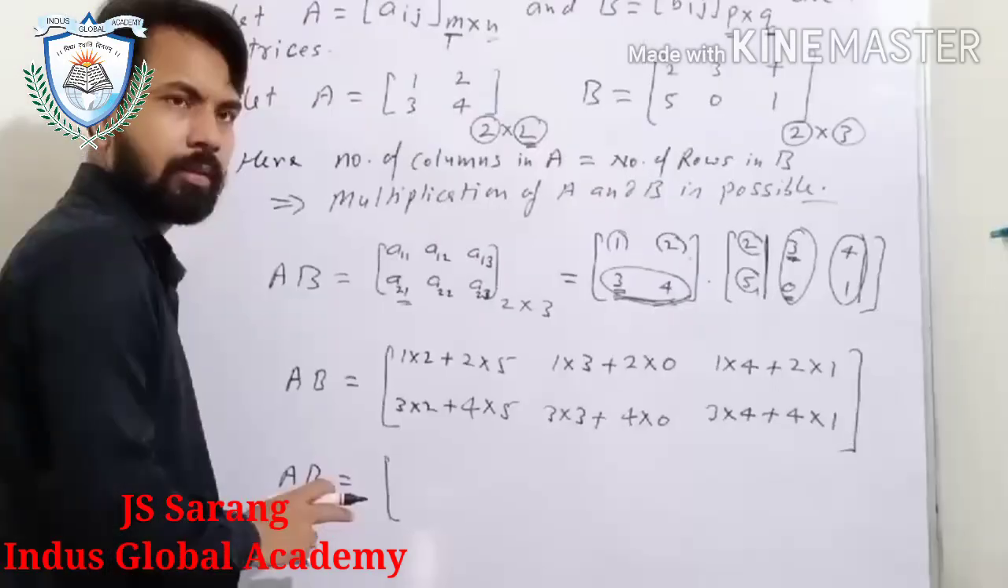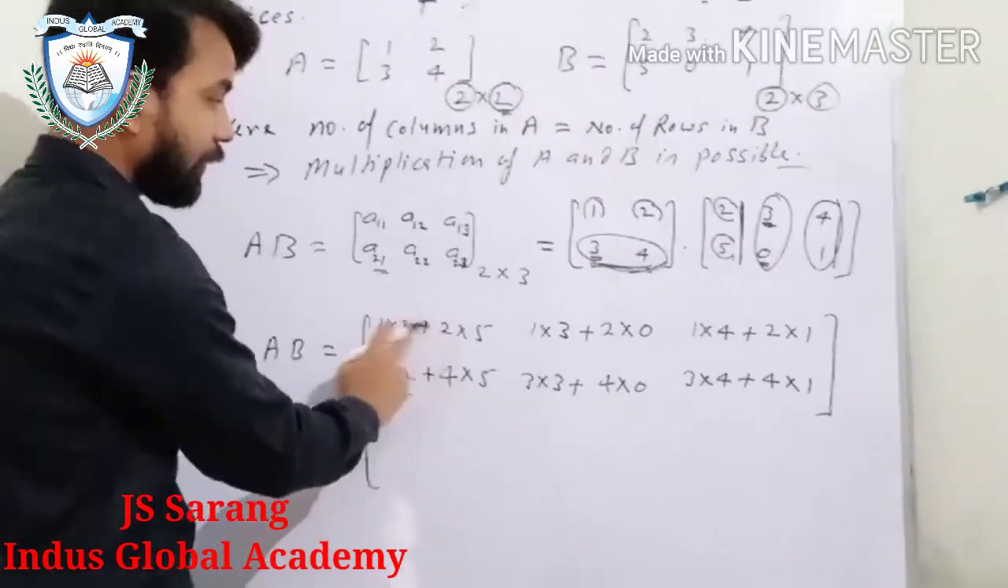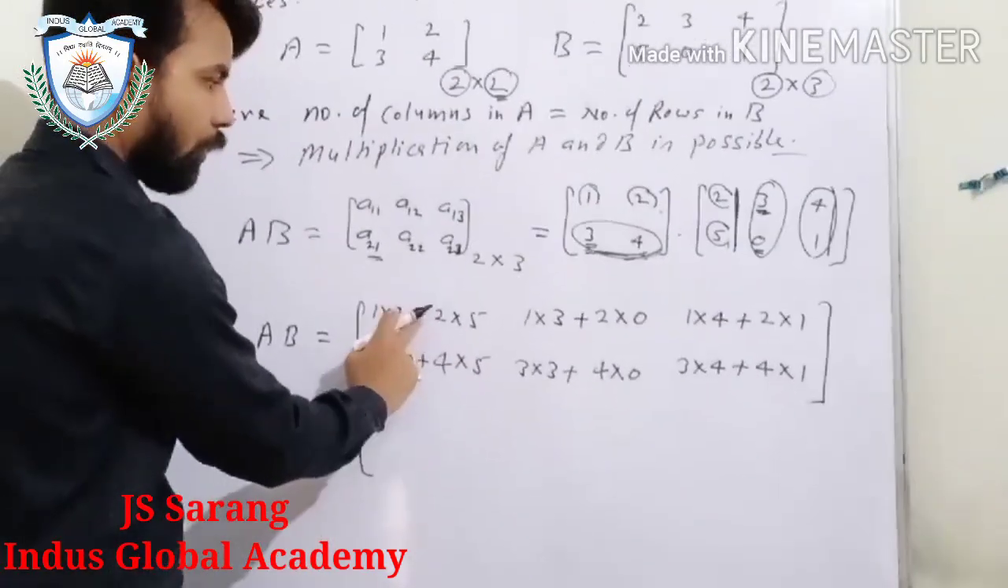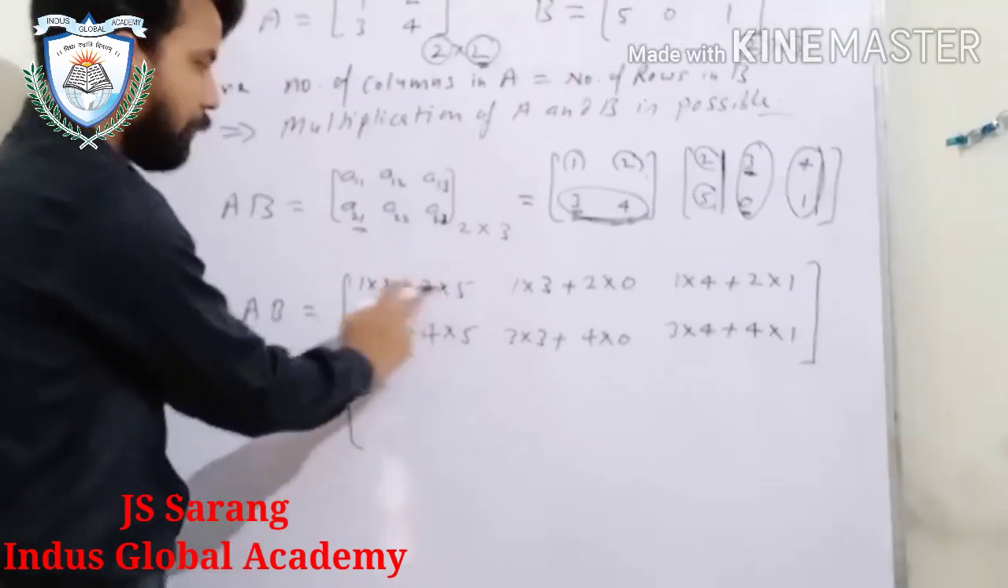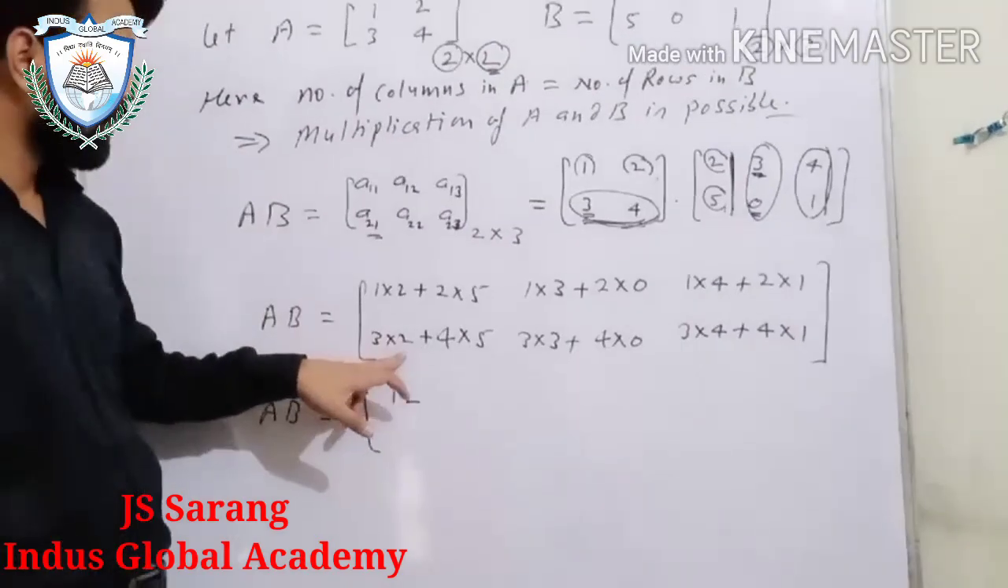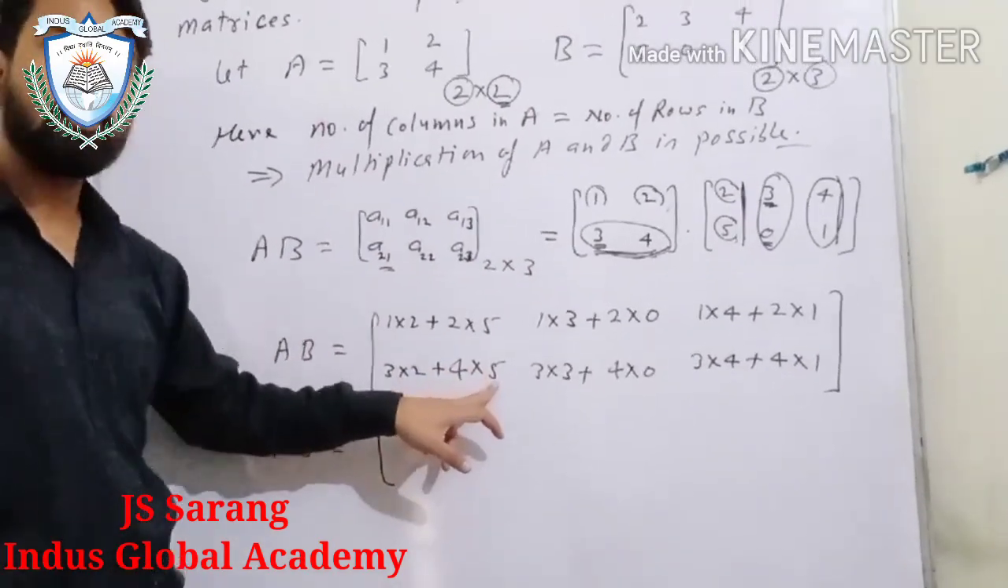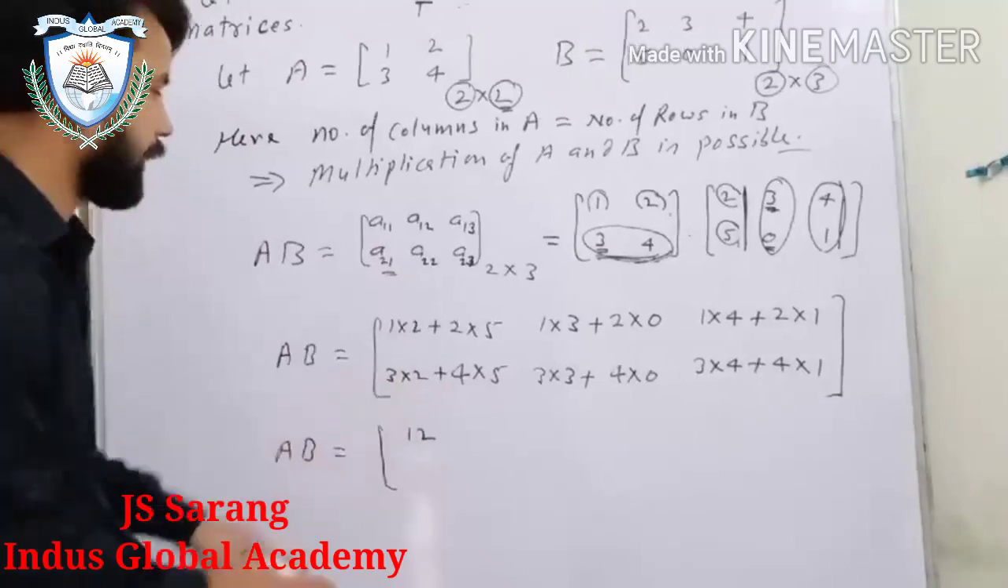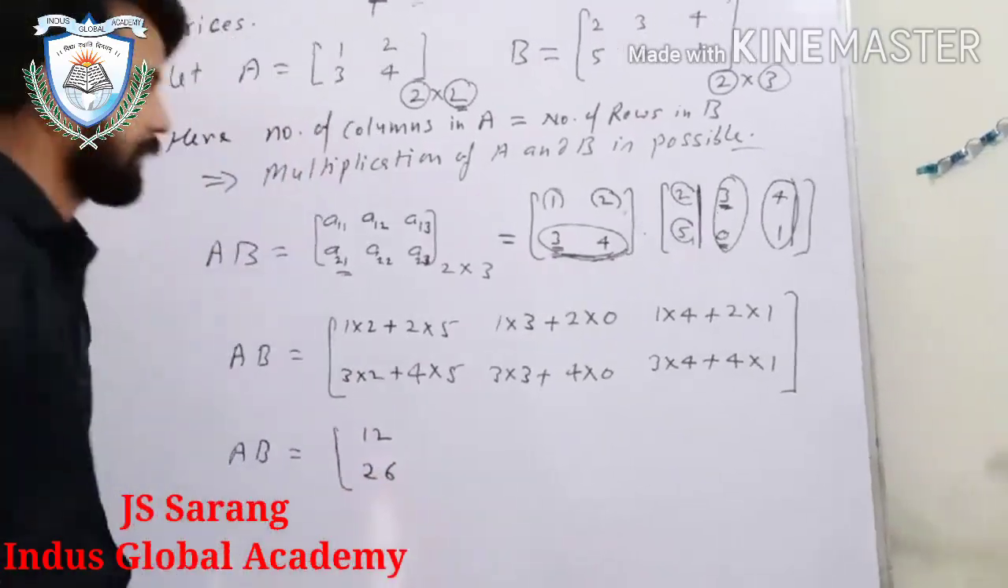Now we will simplify this. Now we will multiply and add these values. 1 into 2, 2 plus 2 5s are 10. So 10 plus 2 is 12. Similarly, 3 2s are 6 plus 4 5s are 20. So 20 plus 6, that is 26.